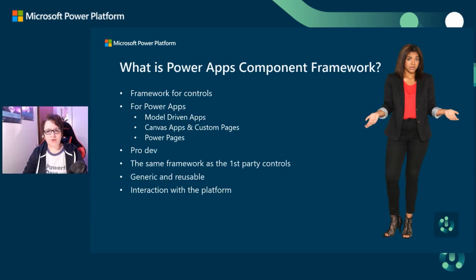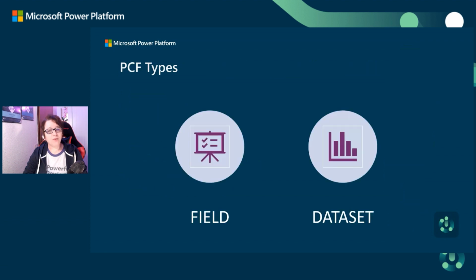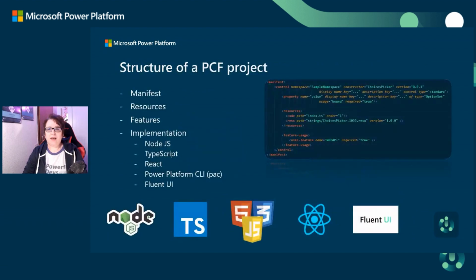The PCFs are generic, and so they are reusable, and they have a great interaction with the platform. There are two types of PCFs. We have the field PCF and the dataset PCF. And when we talk about the structure of the PCF project, we will see that it includes the manifest, the resources, the features, and the implementation.